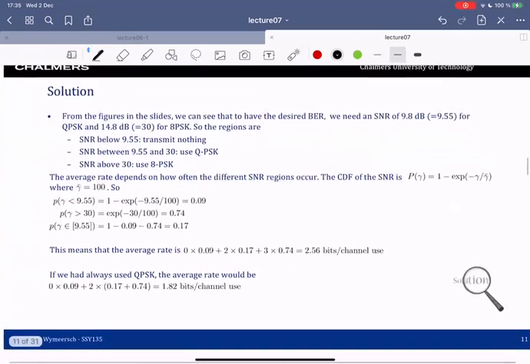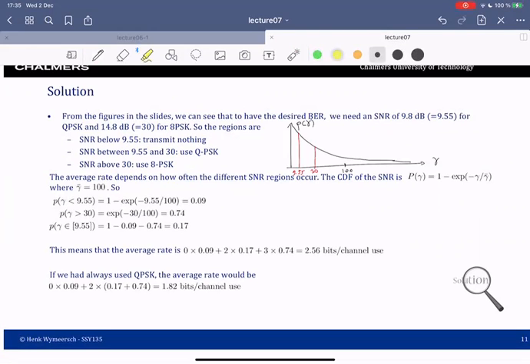So let's now solve the rate allocation problem. The values of 10 dB correspond to 9.55, and 15 dB is about 30 in linear scale. So then this leads to these three regions. We know also that our average SNR is 100. So let me try to draw this. We will have an exponential distribution, something like this, average value of 100, and then we have different regions, something like this, at 9.55 and 30.